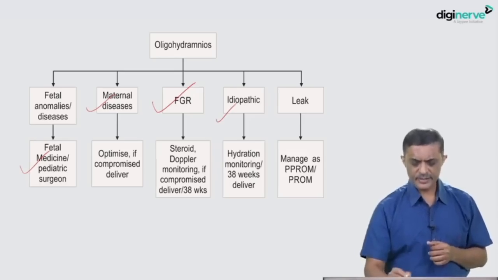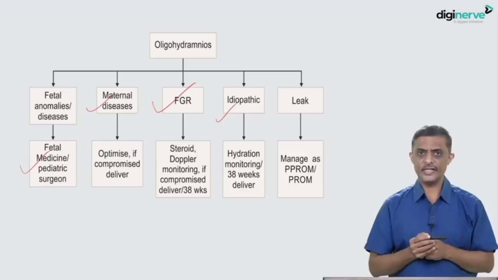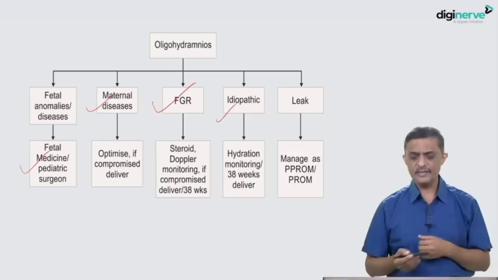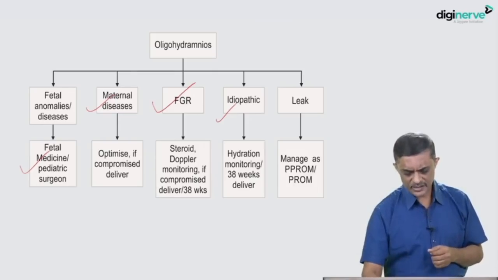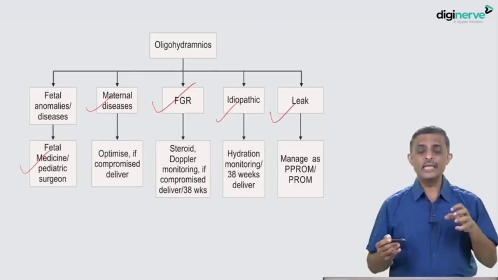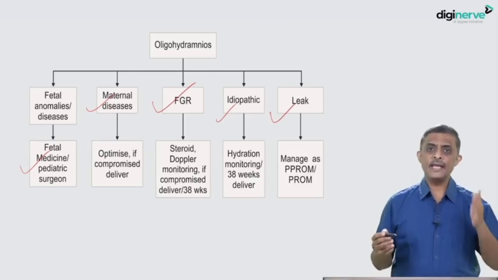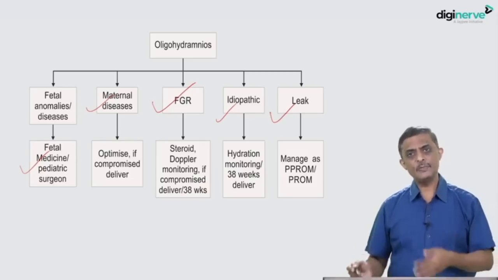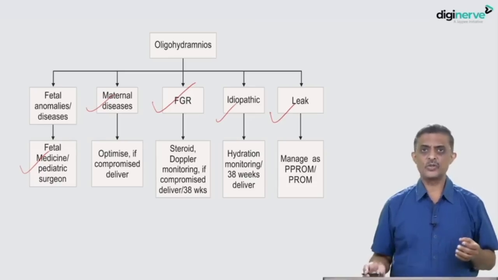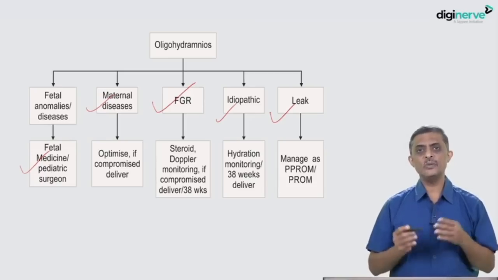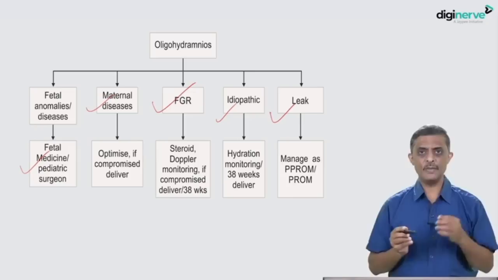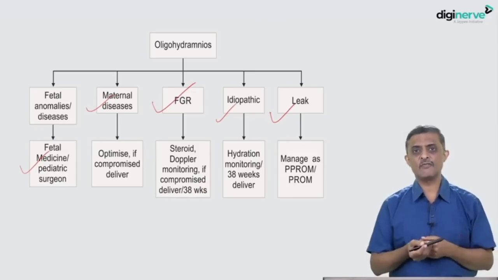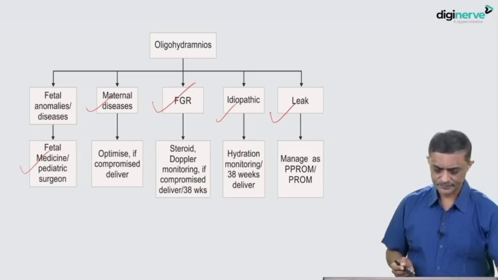If it is idiopathic, you can try with hydration treatment and try to prolong the pregnancy till 38 weeks and then deliver her. If the patient has oligohydramnios due to leaky membranes, then management is either as PPROM if it has occurred before term, as PROM if it has occurred after term. So usually here also we try to continue pregnancy to term in PPROM, whereas in PROM we wait for spontaneous onset of labor or induced labor.